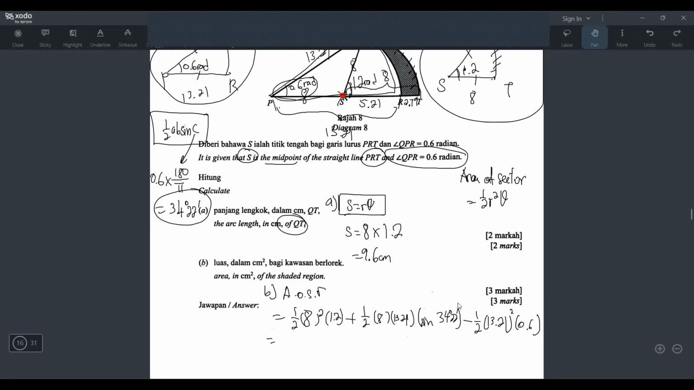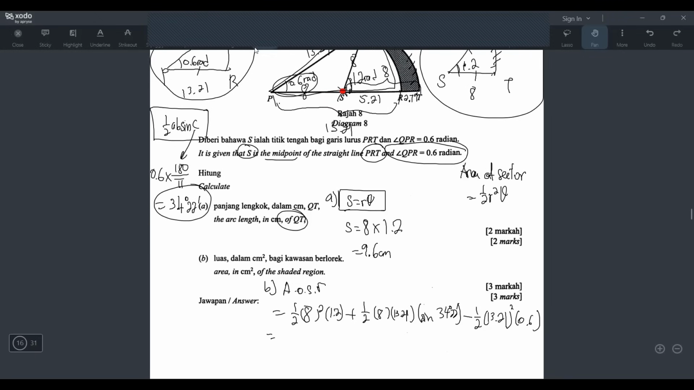Alright, let's press calculator. 8 square, 64 divide 2 times 1.2. My calculator gives me 38.4. So just write it. And then next one, let's press this whole thing. 1 over 2 times 8 is 4 times 13.21 times sine 34 degree 22 minute. I get 29.83. Just write in 4 significant figure. The last one, 13.21 square divide 2 times 0.6. I'm pressing the calculator and it gives me 52.35.